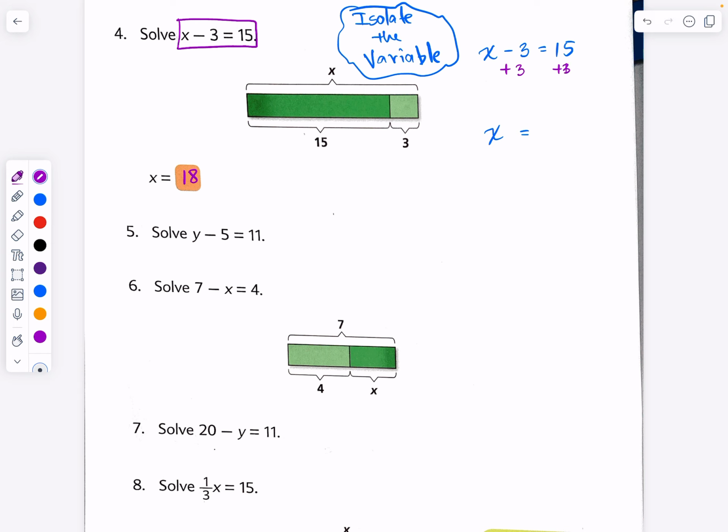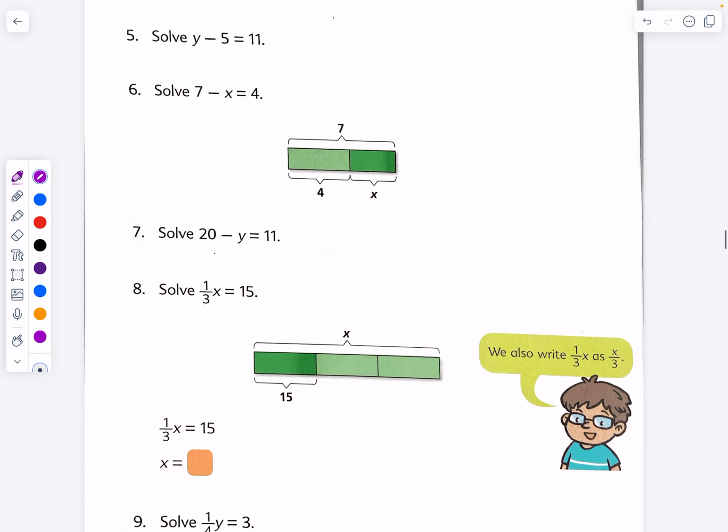What happens on the left? Minus 3 and plus 3 reduces to 0. We have x by itself. And what do we have on the right-hand side? We have 15 plus 3, which is 18. X equals 18 is the only value of x that makes this equation true, that solves this equation, that balances this equation.